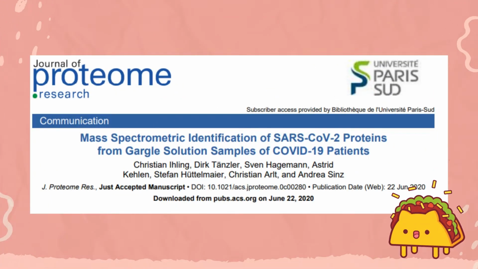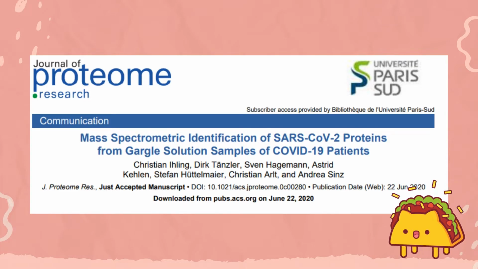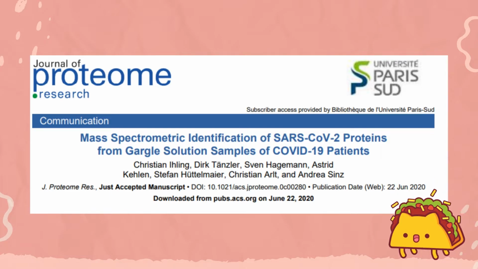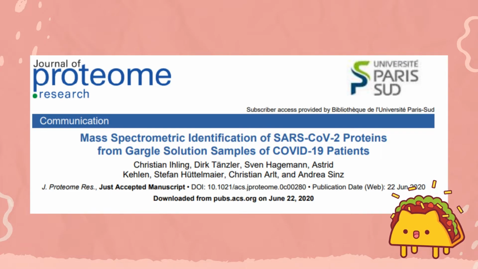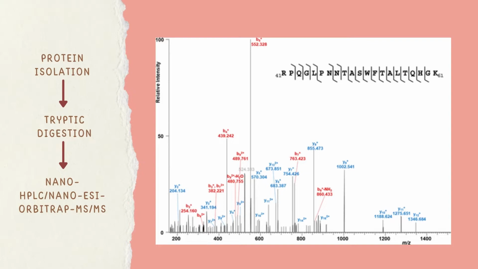In this study, mass spectrometric identification of SARS-CoV-2 proteins from gargle solution samples of COVID-19 patients by Illing et al., the team has successfully developed an ESI-MS diagnostic method that can detect SARS-CoV-2 proteins in highly diluted samples, such as a patient's gargle solution. From the results of the experiment, the authors were able to identify two unique peptides originating from the SARS-CoV-2 nucleoprotein in two of the three samples.